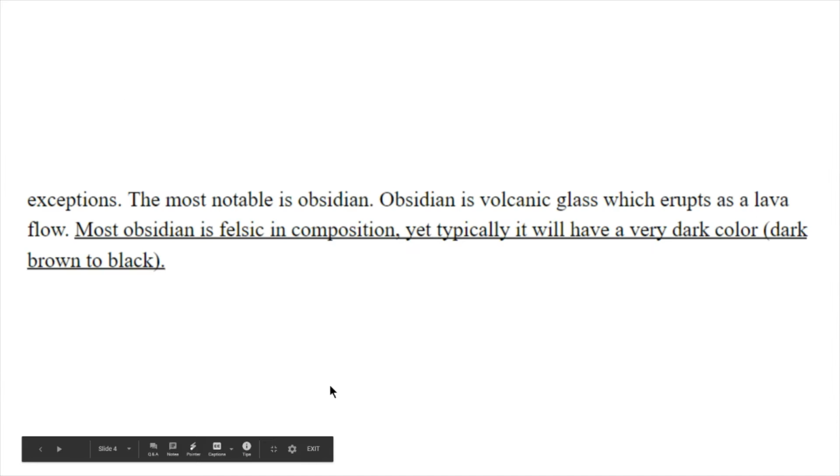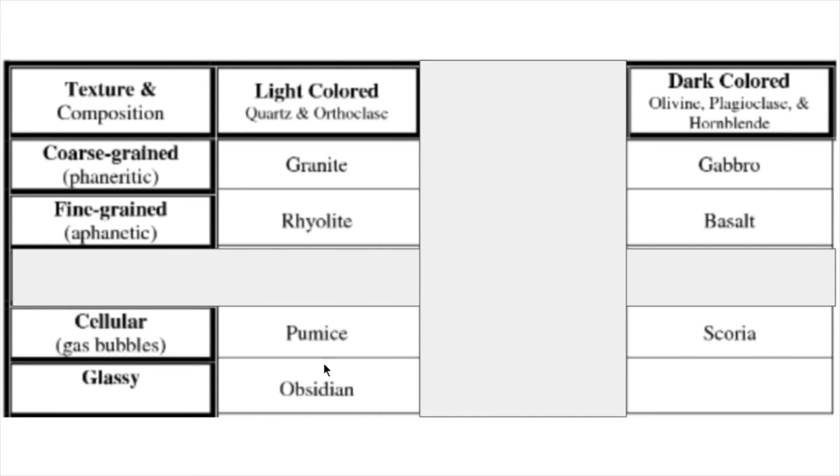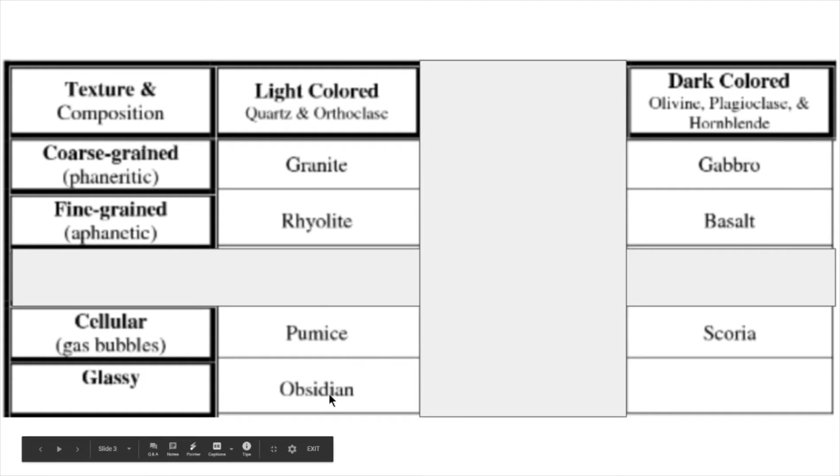And the unique thing about obsidian is most obsidian is felsic in composition, yet it is very dark in color. And that is because if you take glass and add just a little bit of coloring to it, it's going to look dark. So for the most part, it is felsic in nature, but it is dark in color.